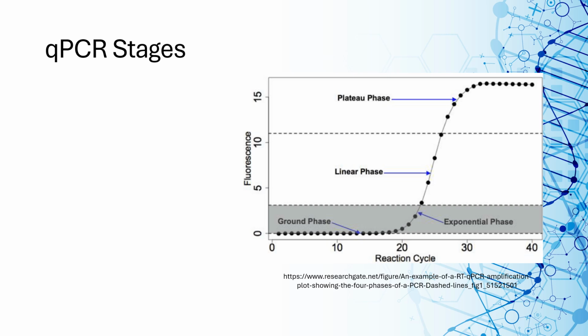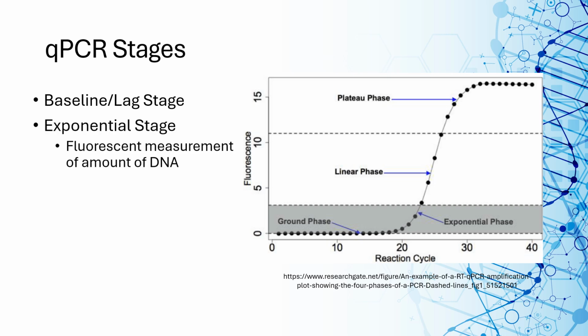There are four general stages to the qPCR process. During the initial baseline stage, the PCR product is not above the baseline noise. During the exponential phase, the PCR products are roughly doubling. This is also the stage where we use fluorescent dyes to measure the amount of DNA created in the qPCR reaction. During the linear stage, the amount of PCR products is increasing at a steady rate.